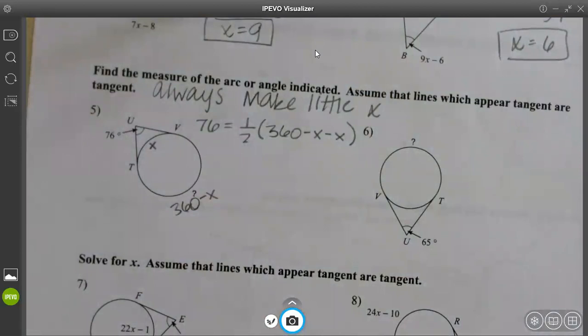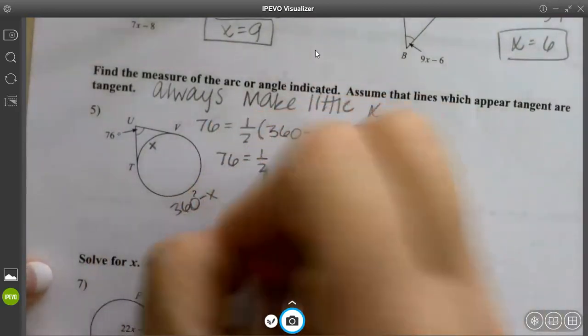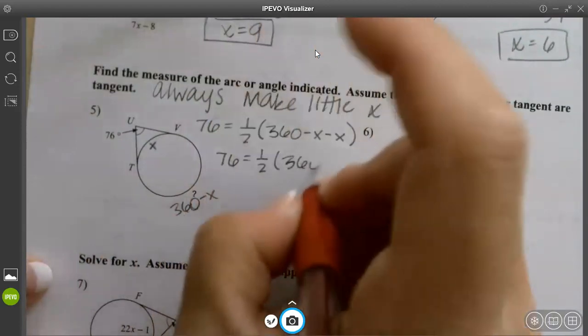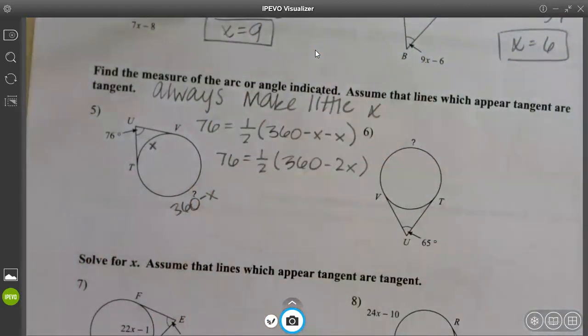If you switch x and 360 minus x, you'll just be distributing negatives. And sometimes you make a mistake doing that. In my Math 3 class that I've been teaching the whole time, that's where the mistakes happen. So if you do it this way, it'll be fine. All right, so we get 76 equals half of 360 minus 2x.